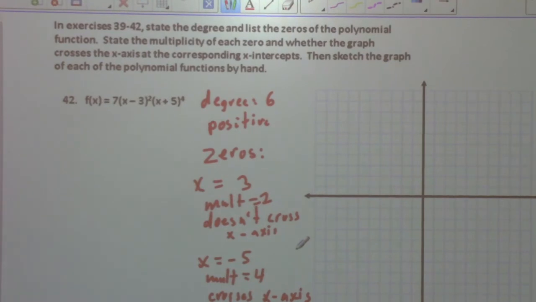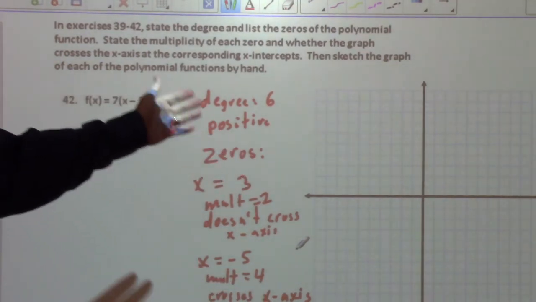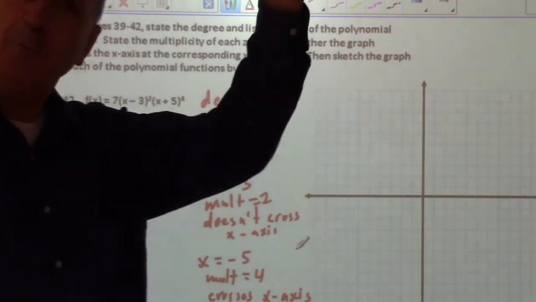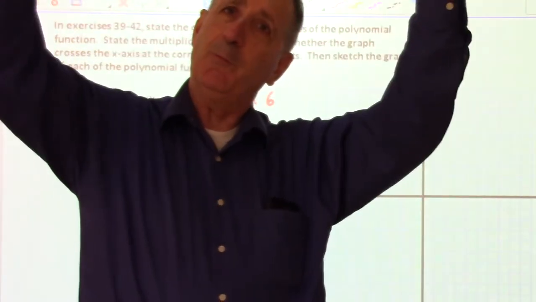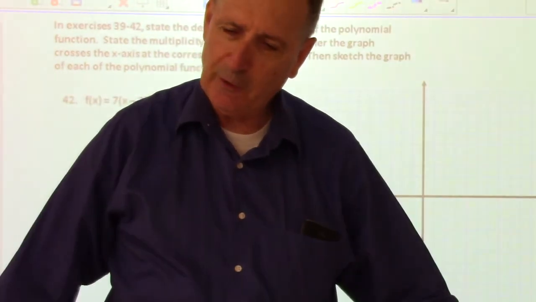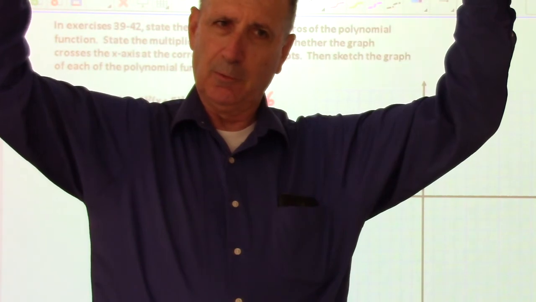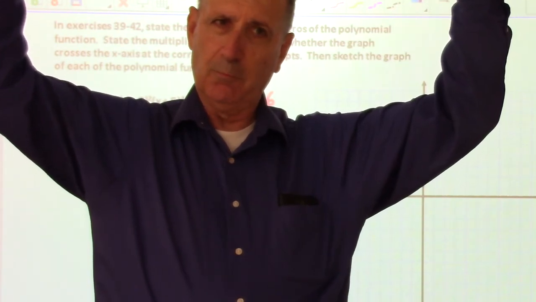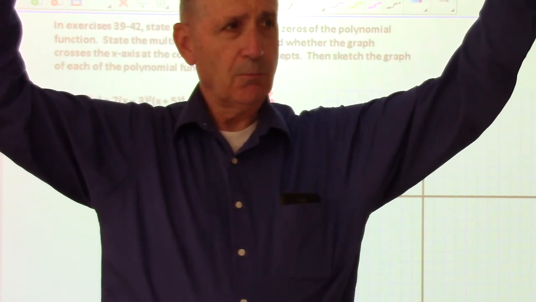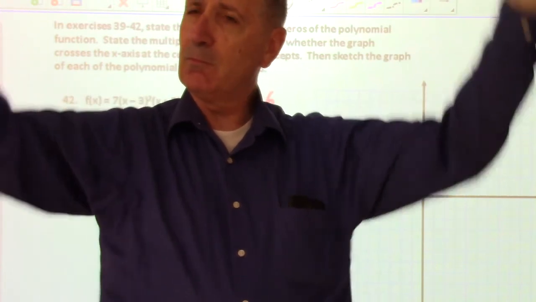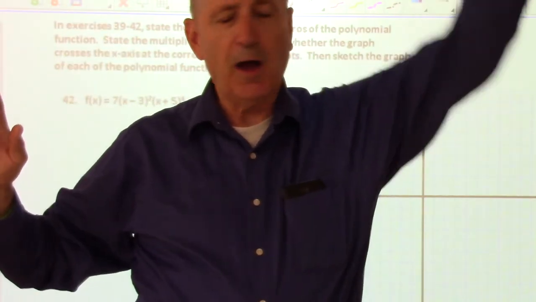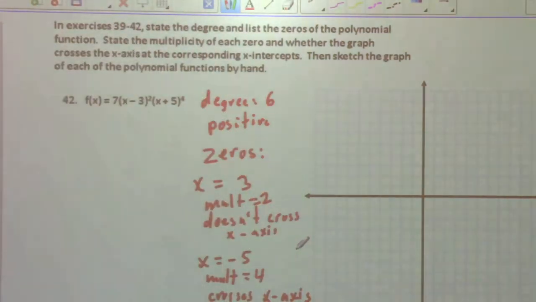Okay, degree 6, even number or odd number? Even, right? So it's going to be either even positive or even negative. Here's even positive, here's even negative. Which is this? So where's it going to start? Even positive starts high, and ends high. Okay.